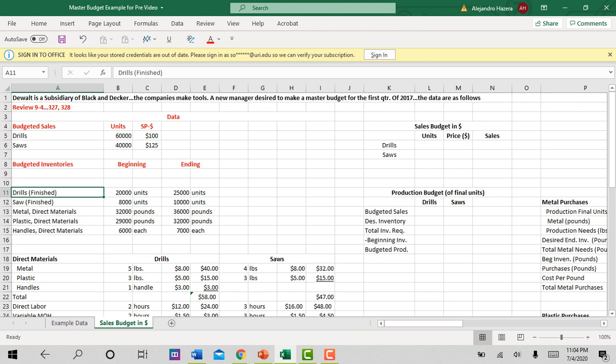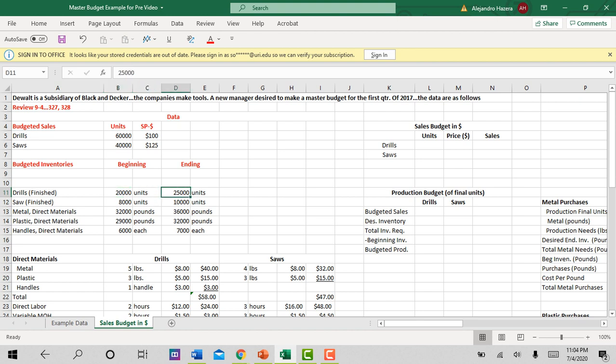Okay, so the beginning are for finished drills. These are drills. They make two products. They make drills and saws. So these are both finished goods inventory. Okay, and their beginning inventory is 20,000 units. I believe that's a fact for drills. And their beginning inventory of saws is 8,000.